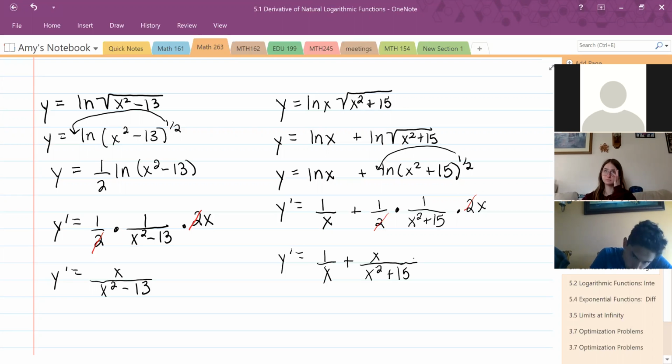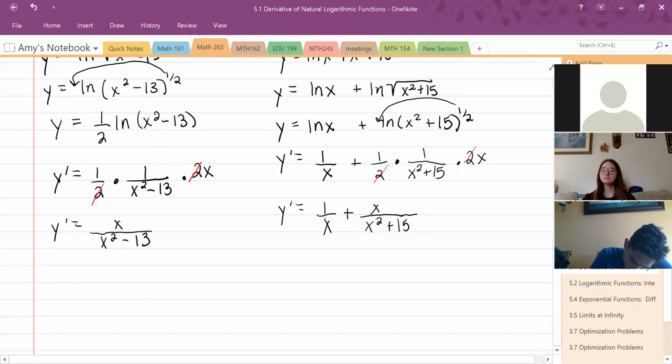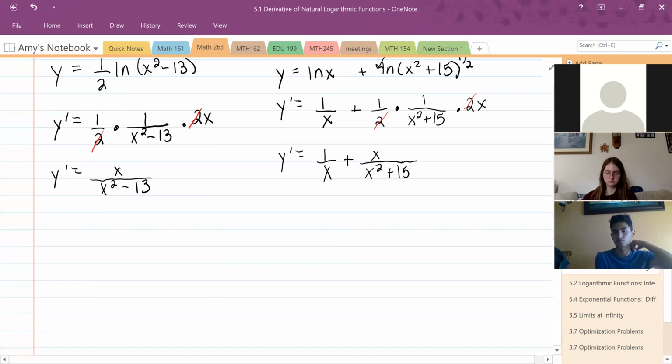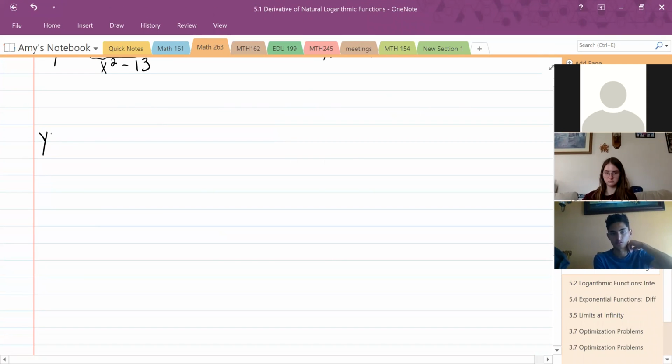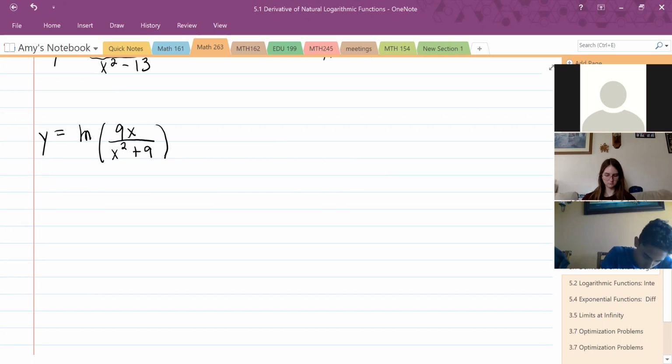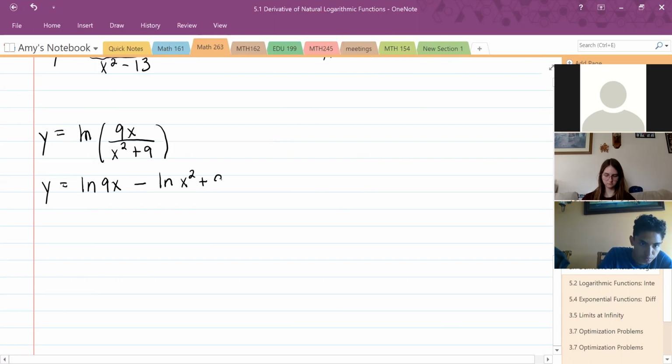Okie dokes. All right, I'm going to do one more problem. This one is y equals ln of 9x over x squared plus 9. Instead of doing the quotient rule inside the parentheses here, let's think about our exponential rules, that when we divide with exponents, we subtract. So I'm going to break this division up and make that ln of 9x minus the ln of x squared plus 9.